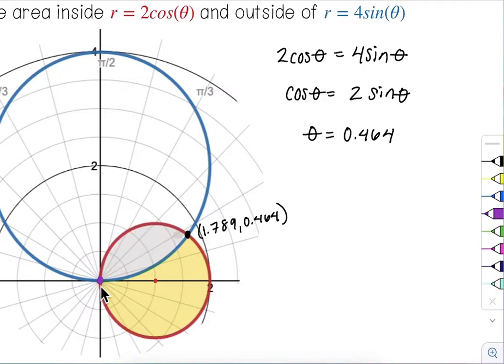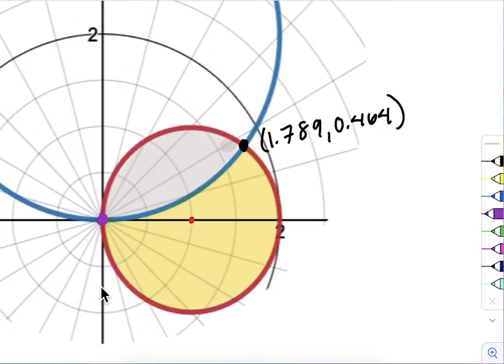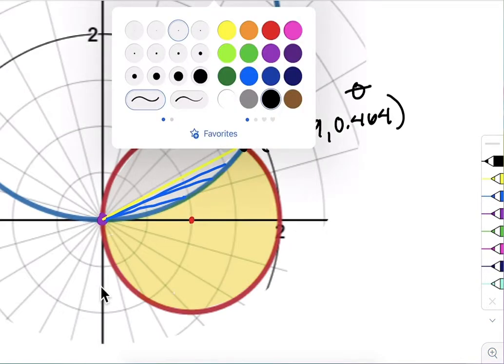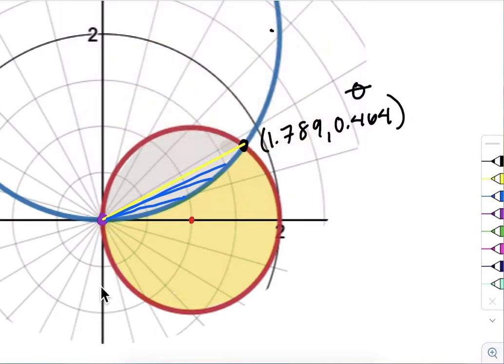So for this overlapping region, we actually need to split this into 2 integrals. So if we look here, below the yellow line, I'm going from the pole to the blue curve all the way out to when I get to that intersection point at 0.464 radians. Remember, this is our theta value here. And then after that, I switch over to my red curve, so I'm going to need 2 different integrals.